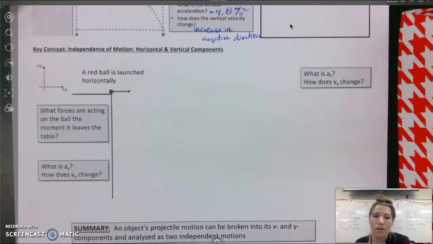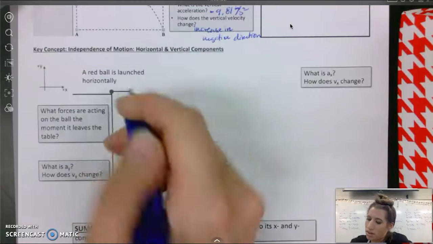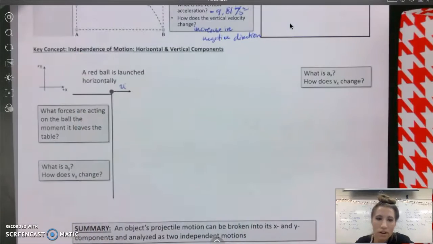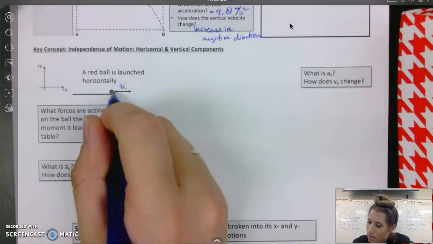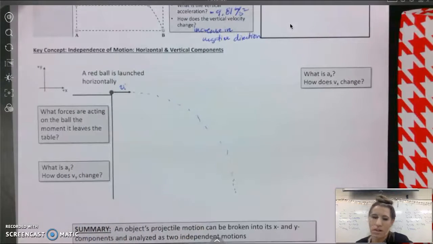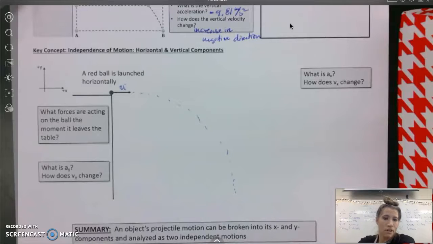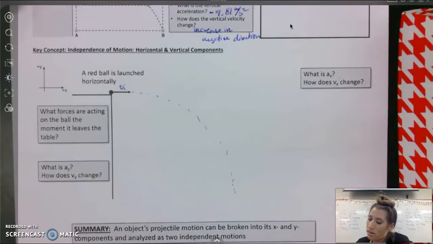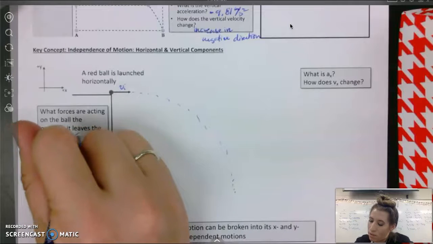Okay, so a red ball is launched horizontally. So let's draw what this is, our initial velocity there, okay? And it's going to have a parabolic shape, so it's going to come down, and eventually it's going to hit the ground. What forces are acting on the ball? The moment it leaves the table, that it's no longer on the table, that would be the force of gravity.